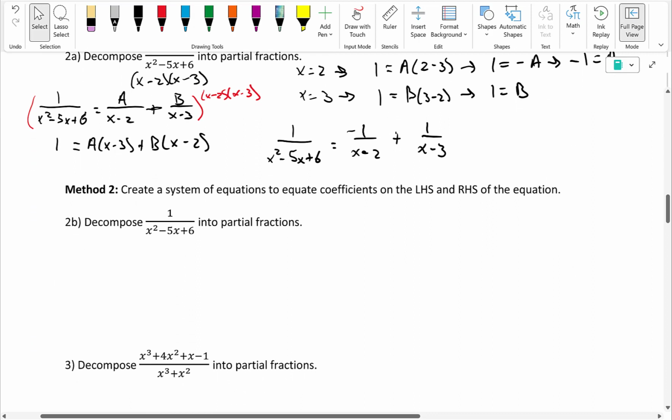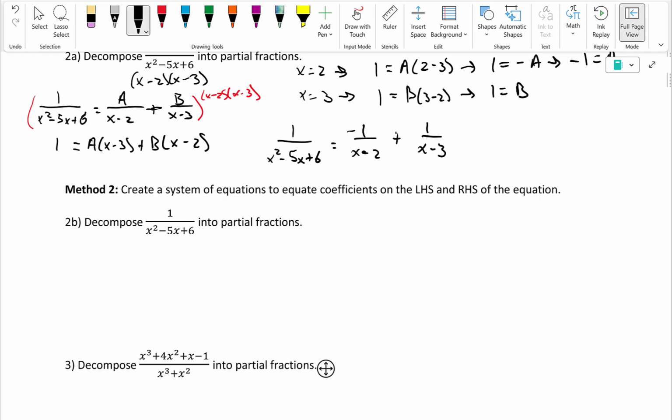All right, and so another method to decompose, because some people like other ones, and some people are only taught the system of equations one, so we'll go through that too. Method 2 here, create a system of equations to equate coefficients on the left-hand side and right-hand side of the equation. So decompose into partial fractions again. I won't do the same pre-work we did with the factoring and multiplying by the LCD. We just get to the same spot.